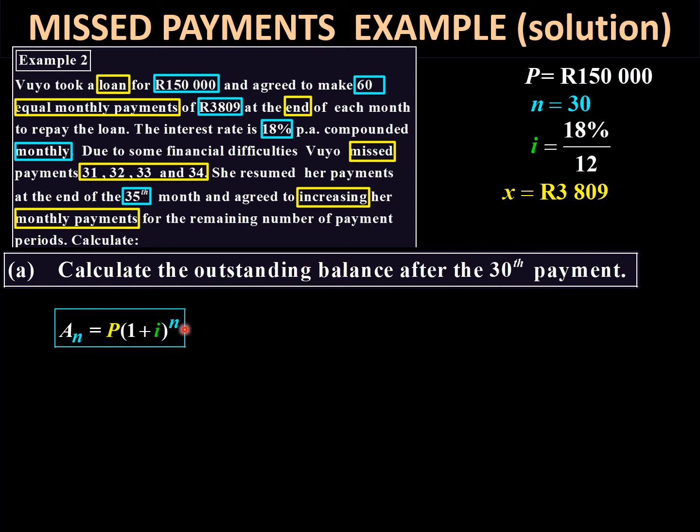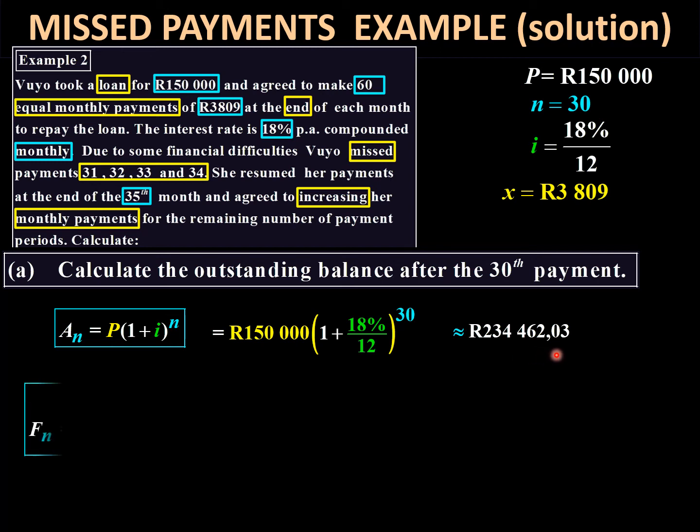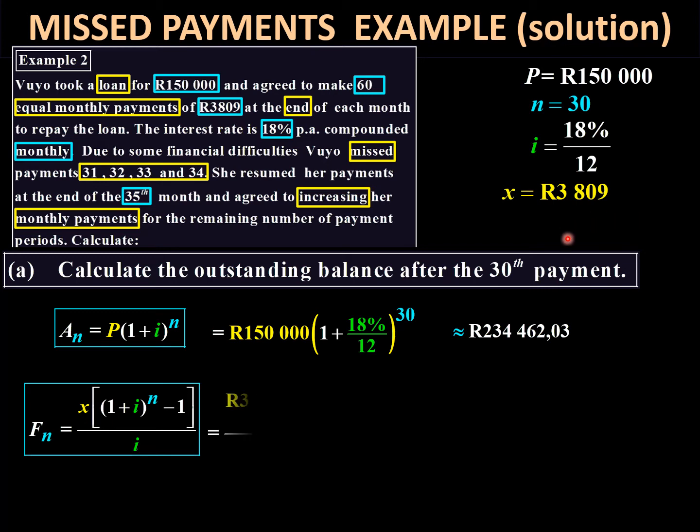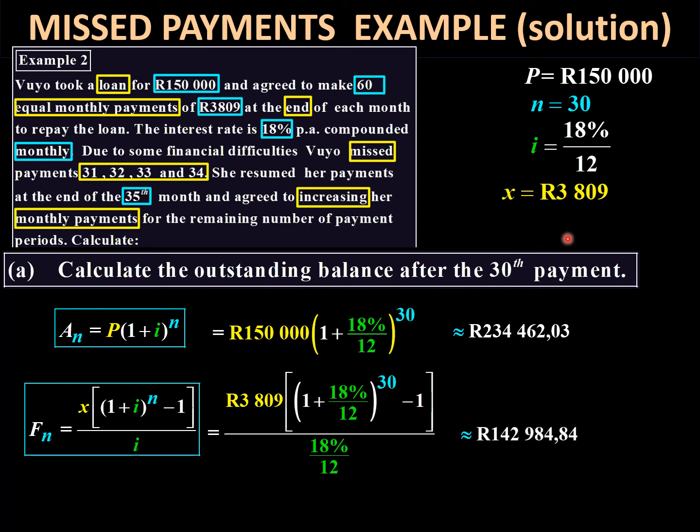So first of all, we have to get the growth of the money. So the growth of the 150,000, that grows, and it's for 30 payments. So that's 30. So that 150,000, the growth there was 234,462 Rand and 3 cents. Then we want to see what is the future value of all these payments of 3,809 that she has made, right? And also for 30. So we substitute that in the future value formula. And there we have the value, 142,984 Rand and 84 cents.